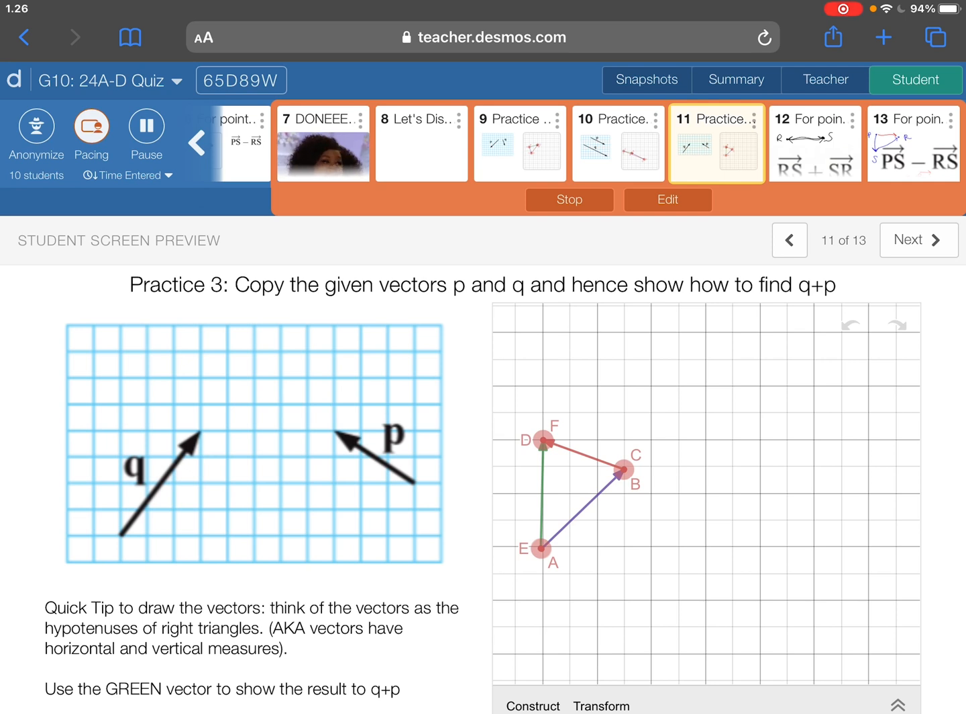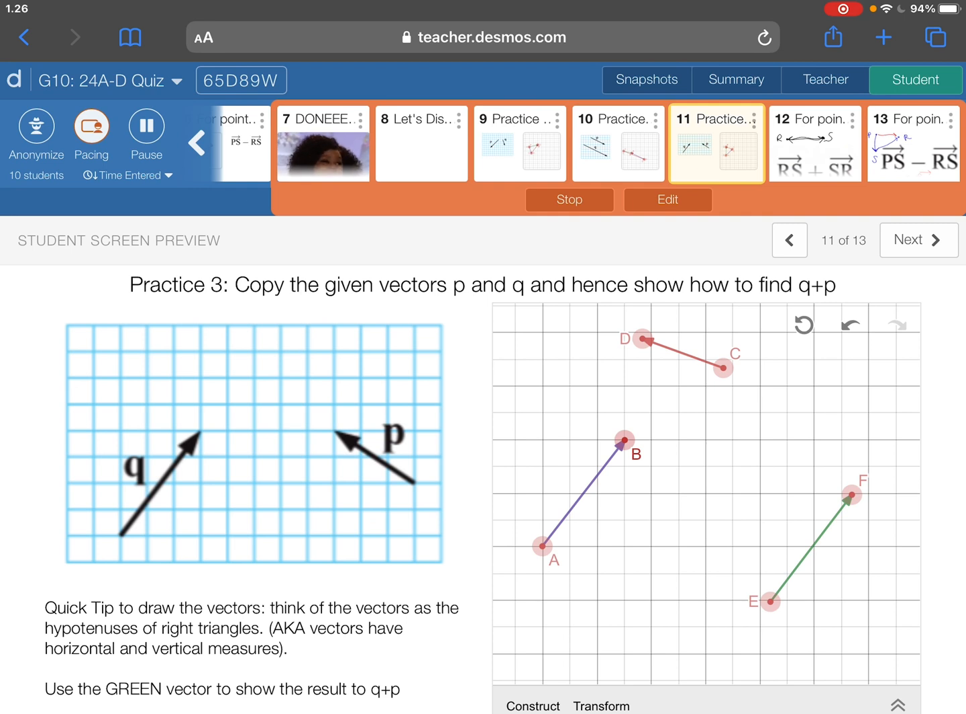So when I said to show Q plus P, I wanted you guys to show me you started at Q. So in this case, 3 units horizontally, and then vertically 1, 2, 3, 4. So there you go. Oh wait, that's my resultant. Let's do purple here. So 1, 2, 3 units, and 1, 2, 3, 4 up.